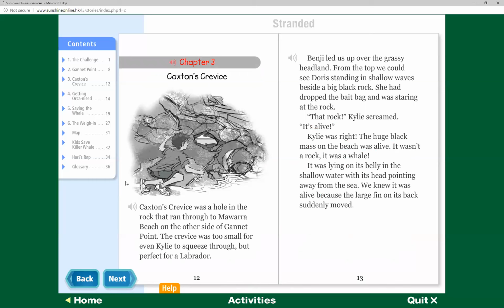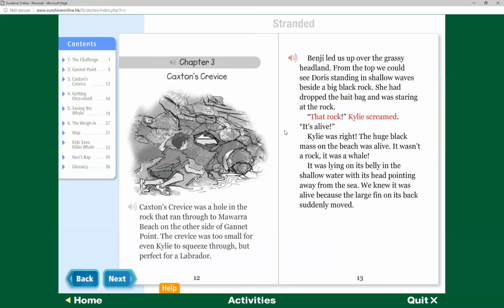Chapter 3. Caxton's Crevice. Caxton's Crevice was a hole in the rock that ran through to Mawara Beach, on the other side of Gannet Point. The crevice was too small for even Kylie to squeeze through, but perfect for a Labrador. Benji led us up over the grassy headland. From the top, we could see Doris standing in shallow waves beside a big, black rock. She had dropped the bait bag and was staring at the rock.